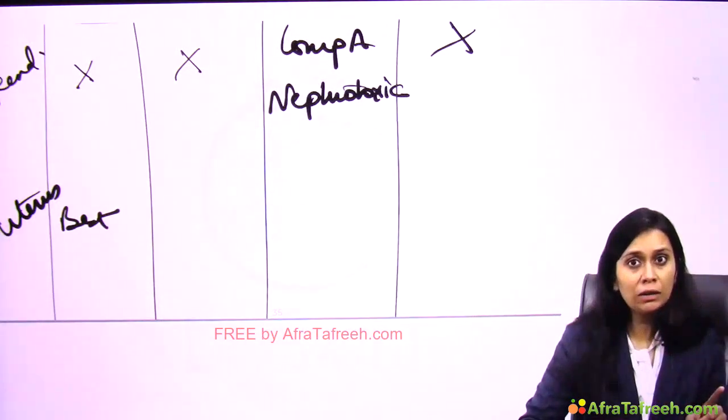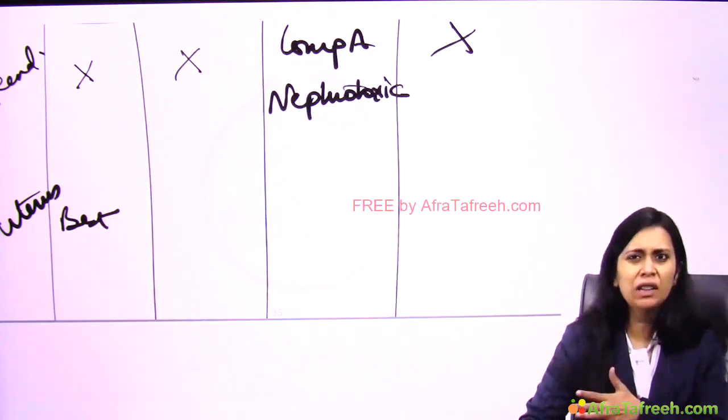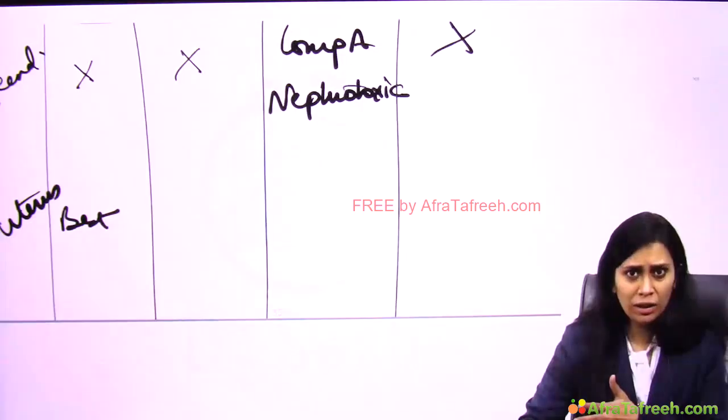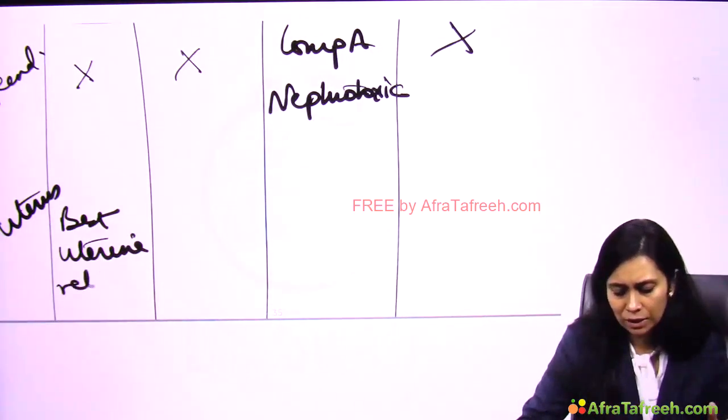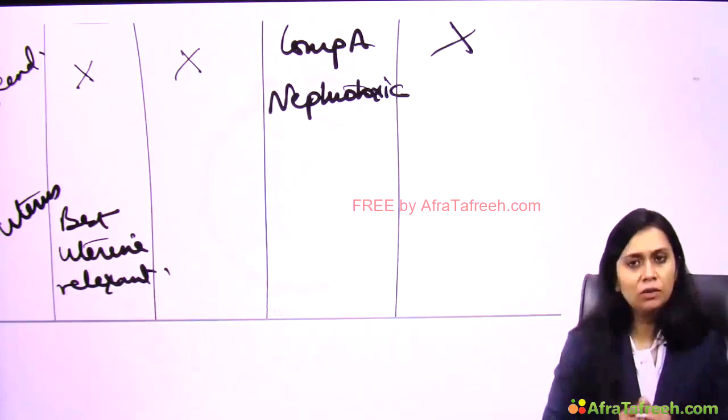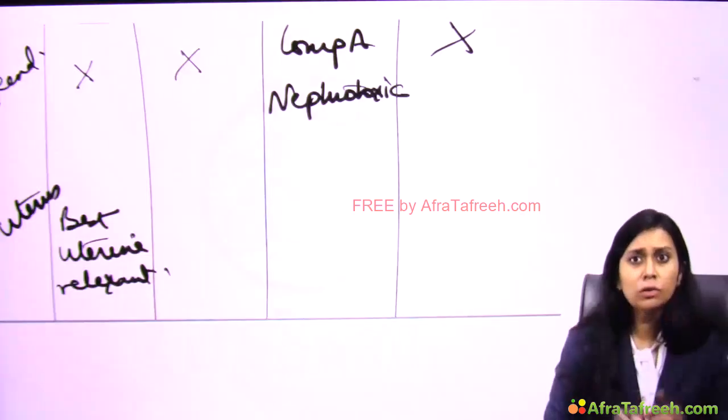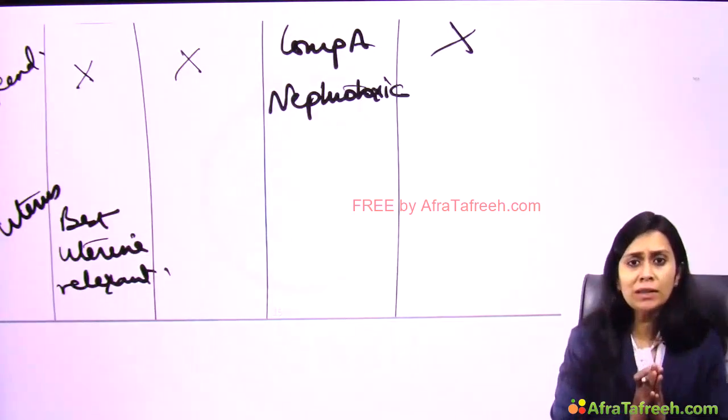So guys, just focus on halothane's effect on uterus. Leave the other organs, other inhalational agents. Got it? Halothane is the best uterine relaxant. Keep it in mind. Okay. So this is the effect of inhalation agents on different organ systems.